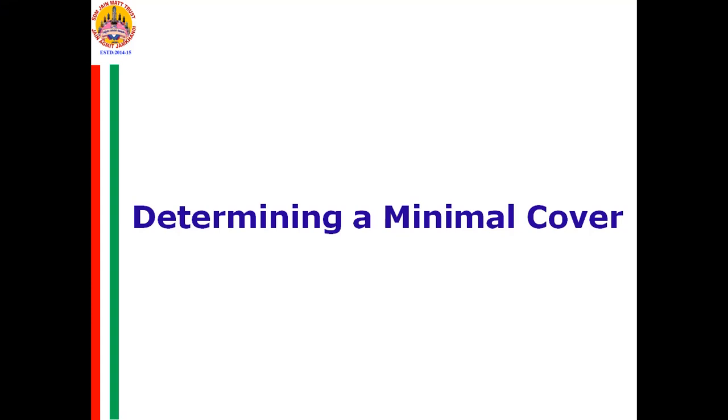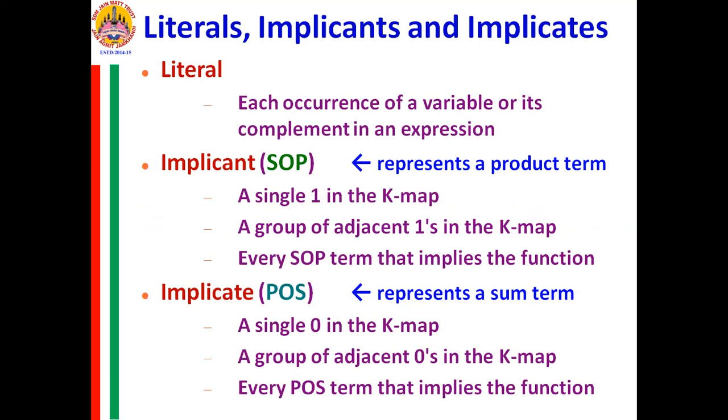Concentrate on how to find the minimum cover of a Boolean expression using the K-map, that is, determining a minimal cover. Let's take a view on the definitions which are important while going through this reduction of Boolean expressions by means of K-map. Now, what is a literal?